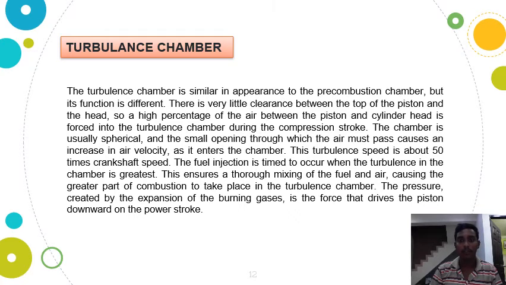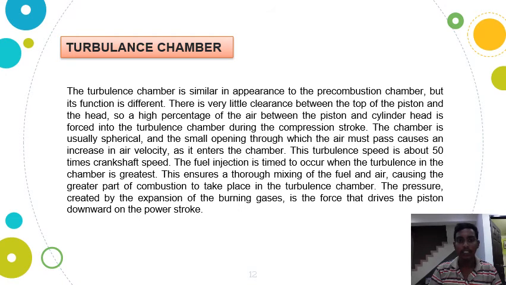the compression stroke. The chamber is usually spherical and the small opening through which the air must pass causes an increase in the air velocity as it enters the chamber. This turbulence speed is about 50 times crankshaft speed.